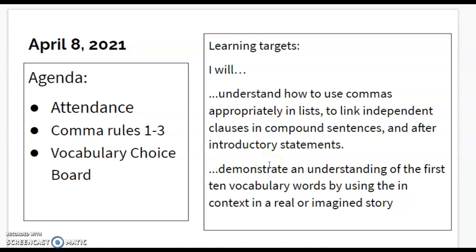Kyle. So today, Thursday, April 8th, we are going to be talking about comma rules 1 to 3, and then you'll be doing a vocab choice board to review your vocab again, because I want you to remember these words and be able to use them in your own language.